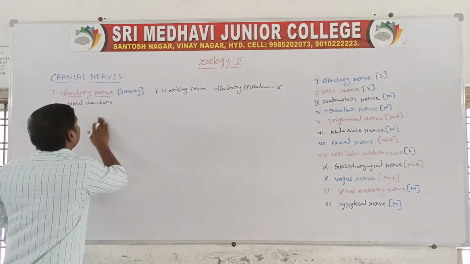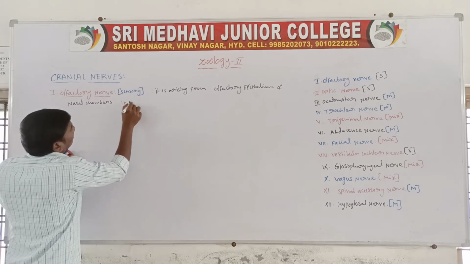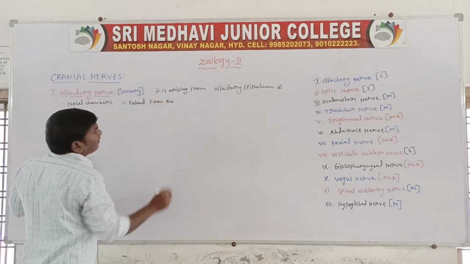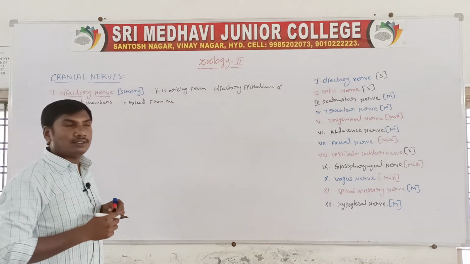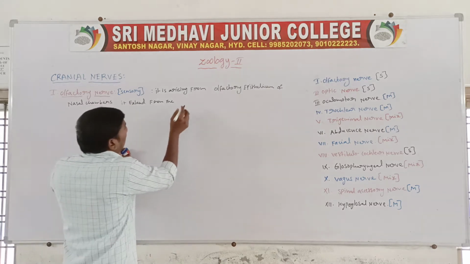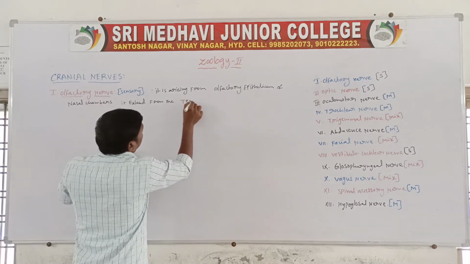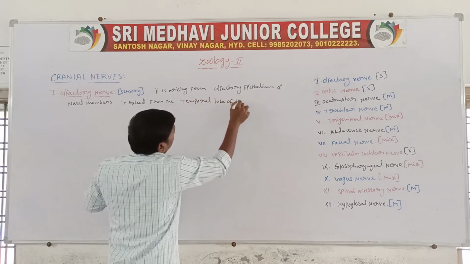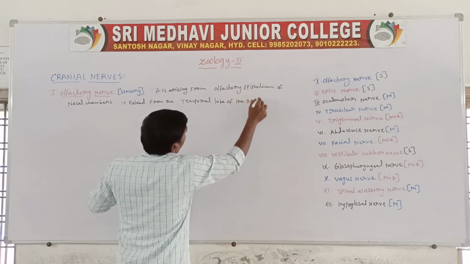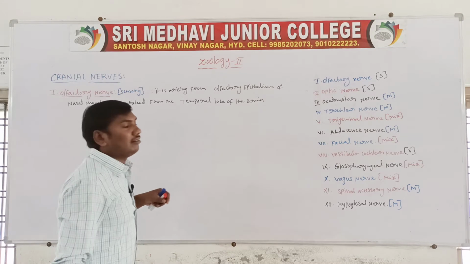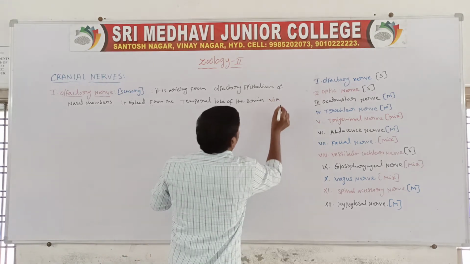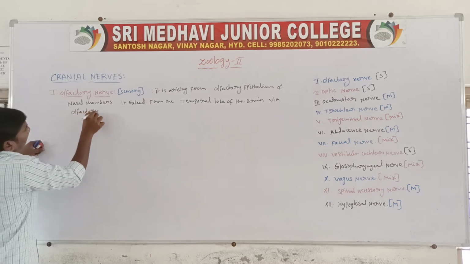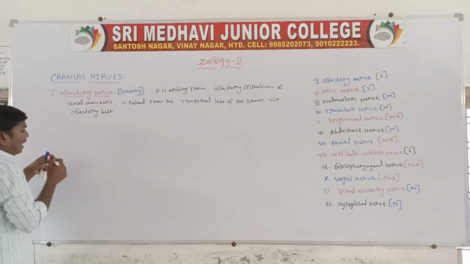Next, it extends to the temporal lobe of the brain via the olfactory bulb.